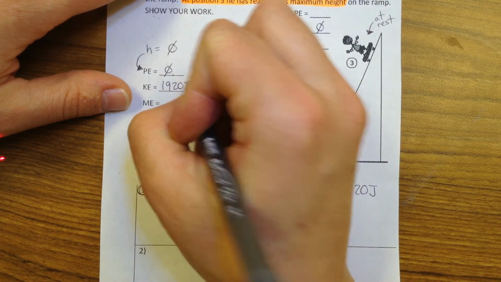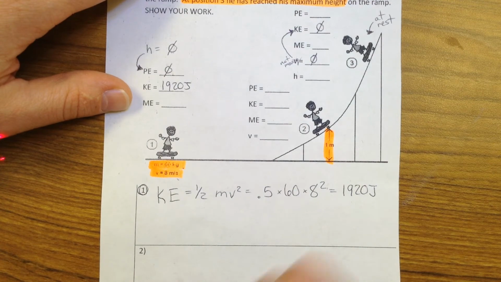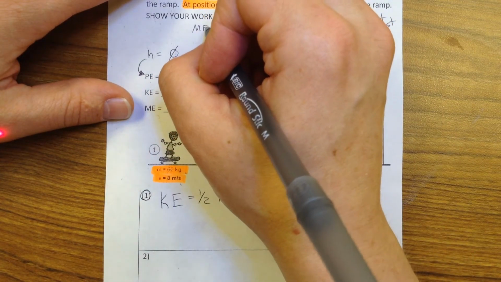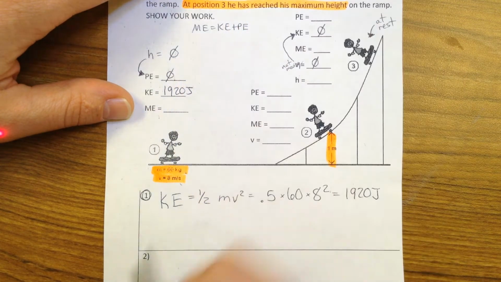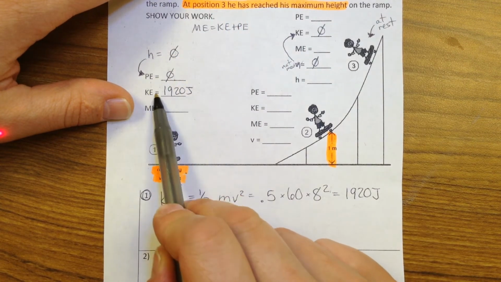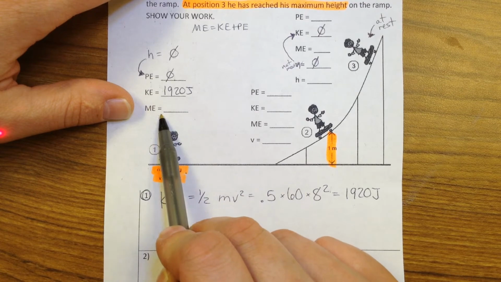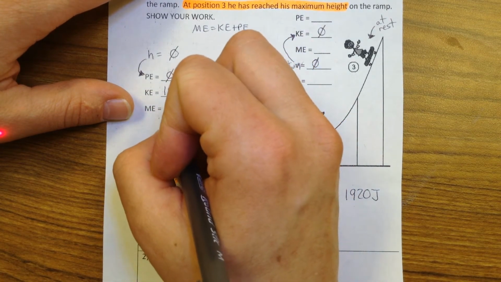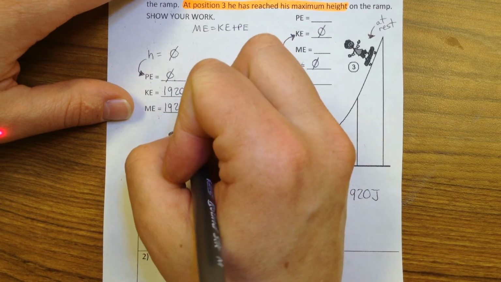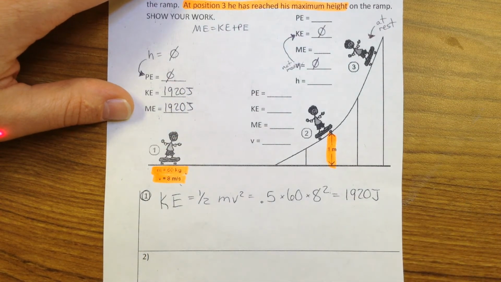Now, you need to remember mechanical energy is equal to the kinetic energy plus the potential energy. So, if I know my potential and I know my kinetic, I just add them up to get my mechanical. 0 plus 1920 is 1920. 1920 joules of mechanical energy.